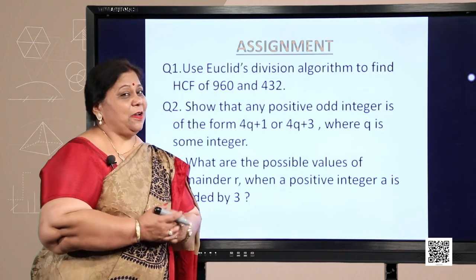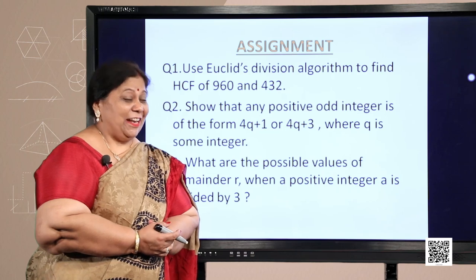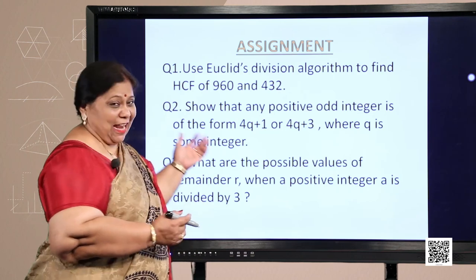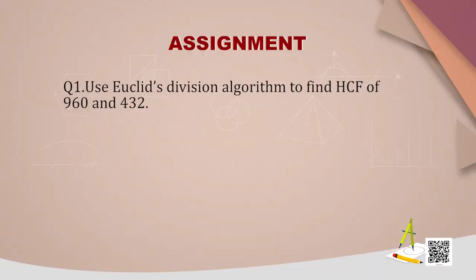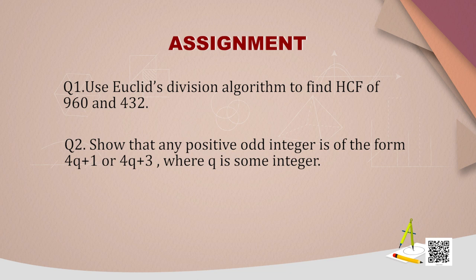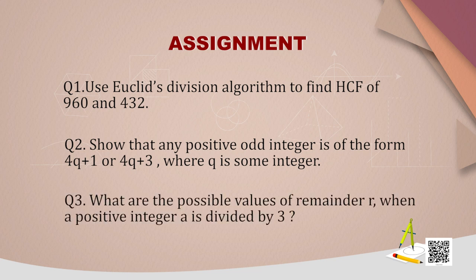So, students, after completing our first exercise, let us have some homework here. I have an assignment for you, just three small questions. First question is based on Euclid's division algorithm to find out HCF of 960 and 432. Second question, show that any positive odd integer is of the form 4q plus 1 or 4q plus 3, where q is some integer. And third question goes, what are the possible values of remainder r when a positive integer a is divided by 3?